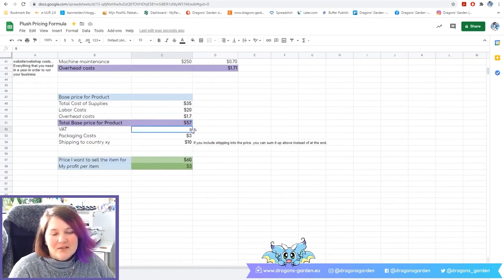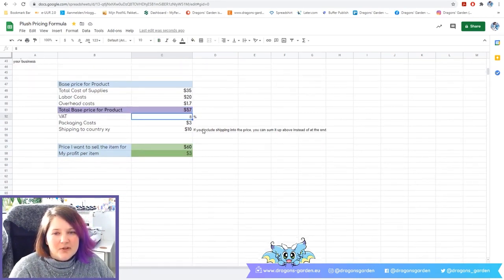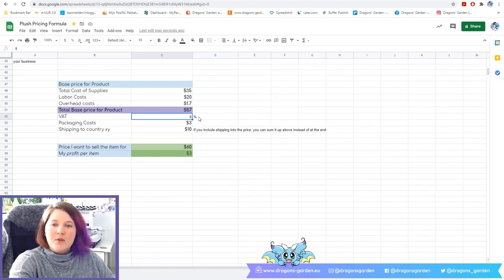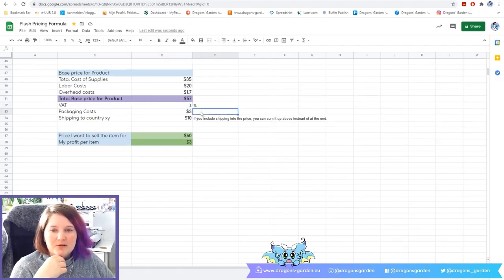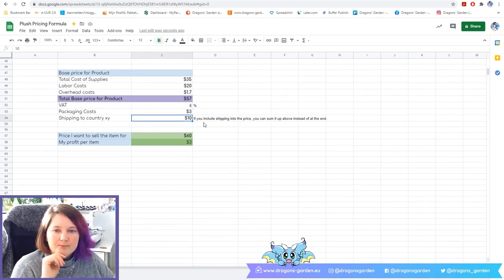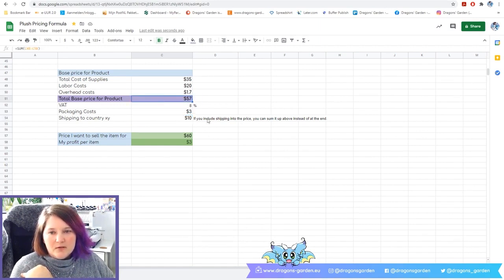And on top of that, if you're charging VAT on your products, then you have to factor that into it as well. I don't know how it goes for you, so I just left an empty field with a percentage. The packaging cost and the shipping to another country, if you're offering shipping within your price, then you can also move it over here and calculate everything together. So these are the base prices.